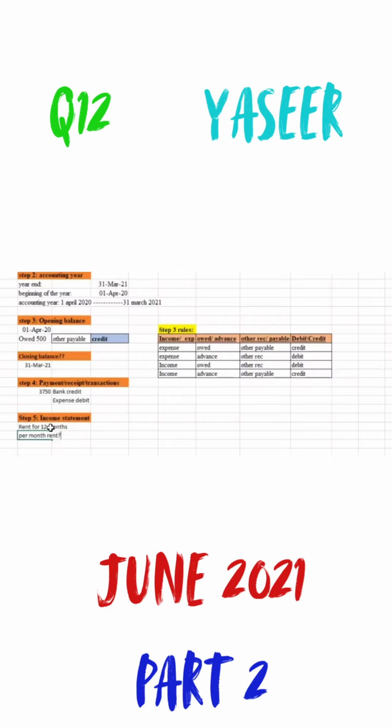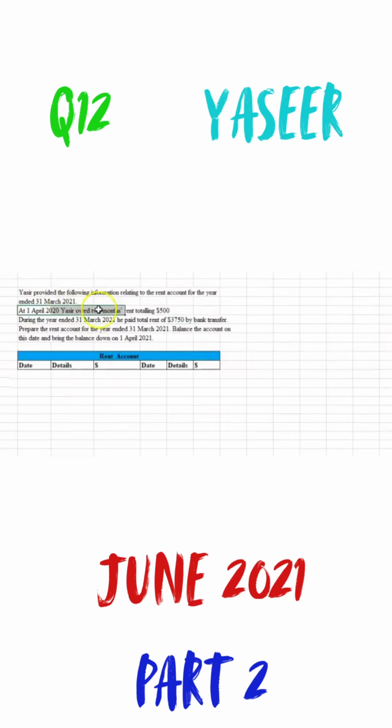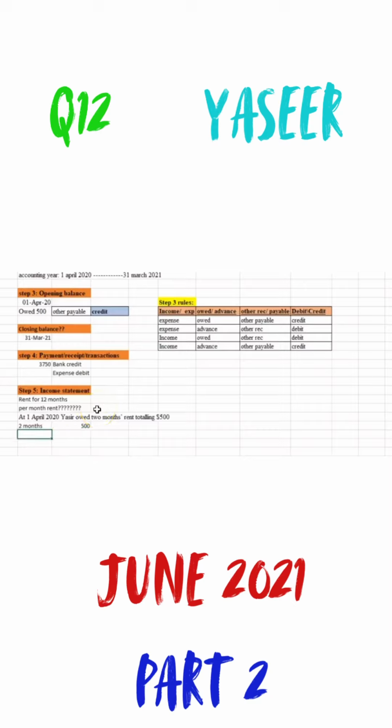The question has given the rent for 2 months, which is 500. Therefore, rent for 1 month would be 500 divided by 2, which is 250. Therefore, the rent for 12 months would be 12 into 250, 3,000.